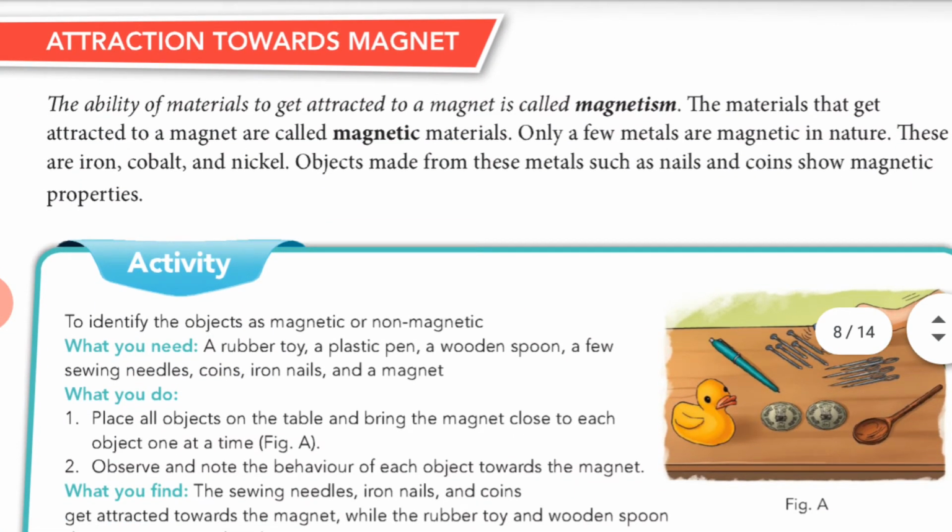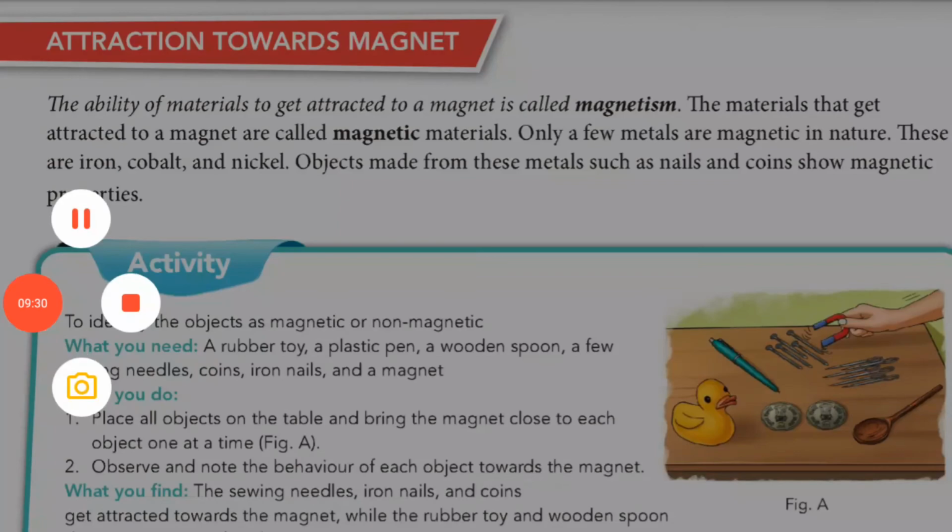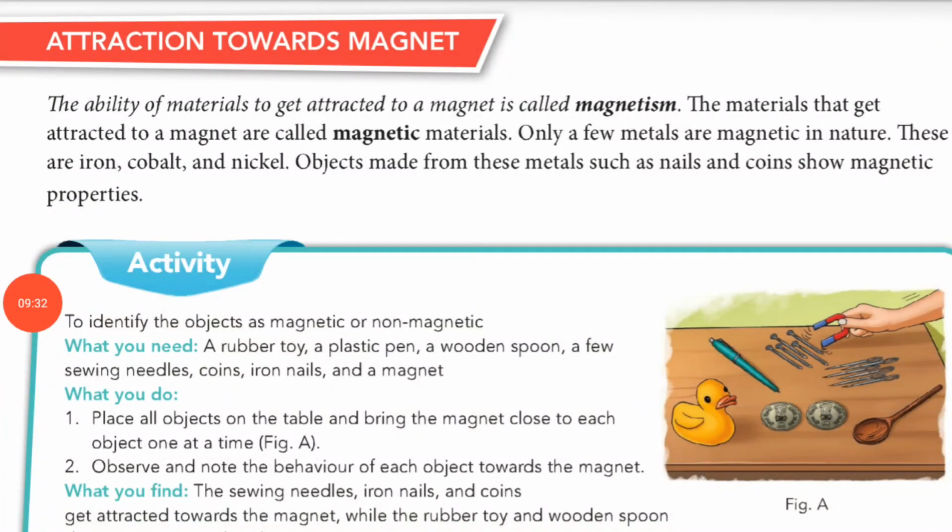Now, magnetic properties. There are two types of materials: magnetic materials and non-magnetic materials. The materials which can be attracted towards a magnet, like materials made of iron, nickel, and cobalt, are called magnetic substances, and the materials which cannot be attracted towards a magnet are called non-magnetic substances.